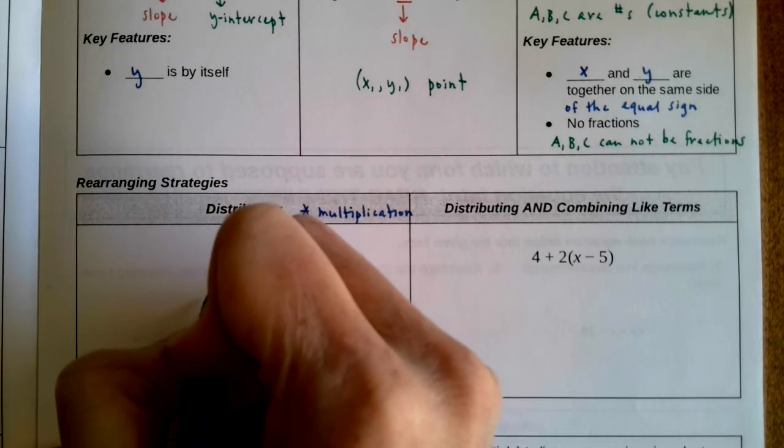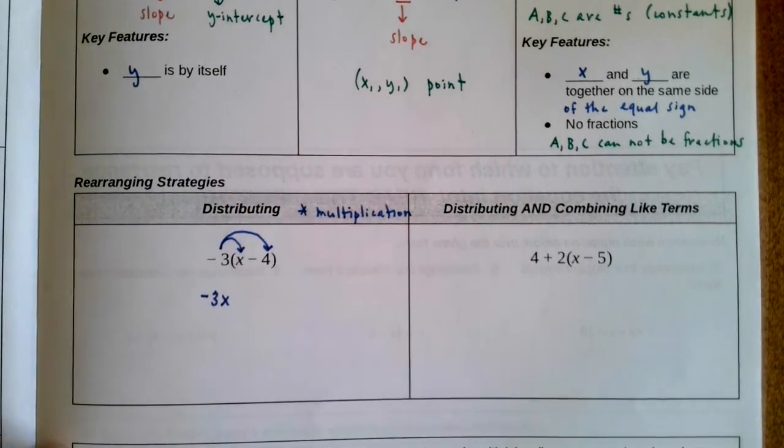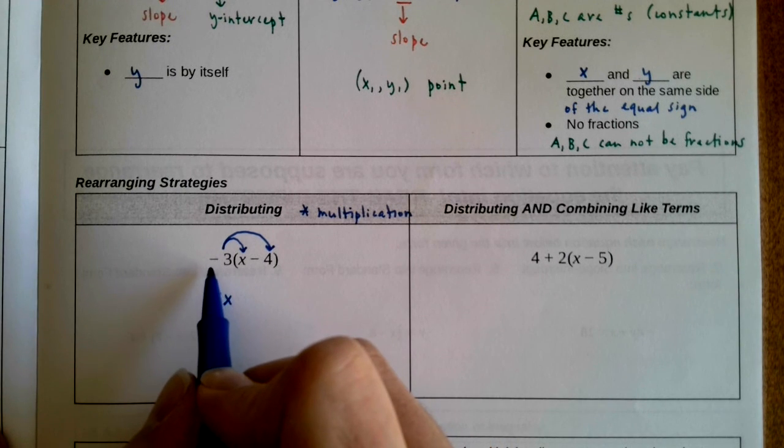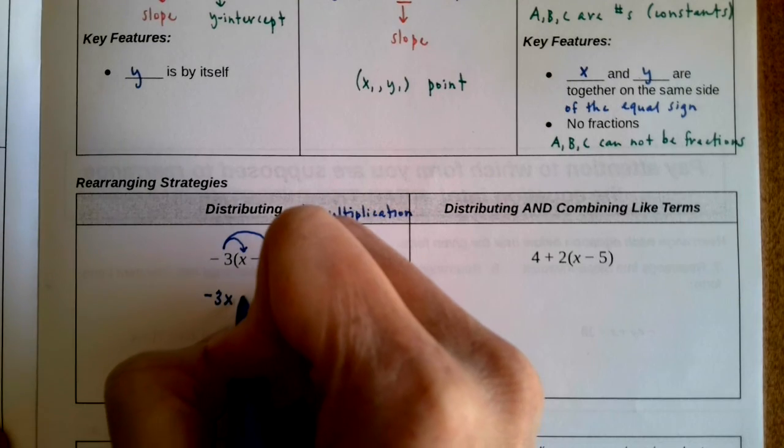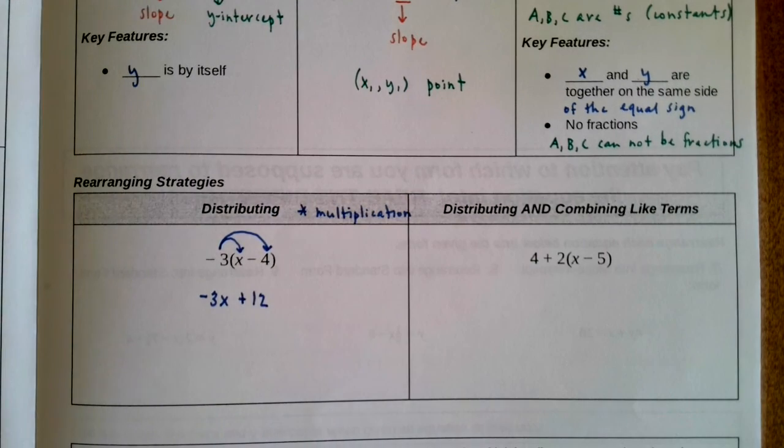So negative 3 times x gives me negative 3x. Then here I'm going to be really careful. I have a negative 3 times a negative 4. That negative times a negative is going to give me a positive 12.